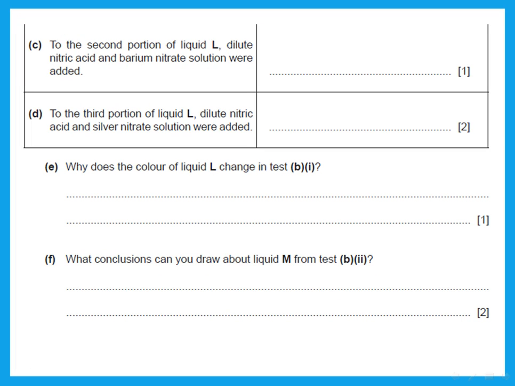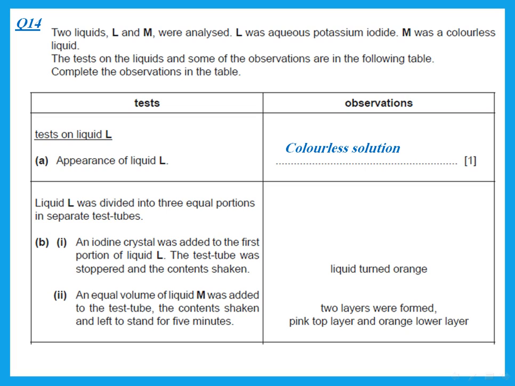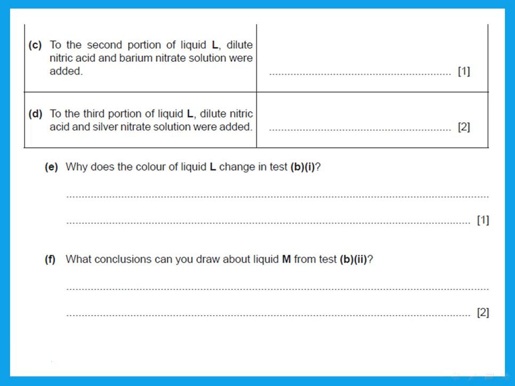So the second portion of liquid L, let's go back and see what liquid L was again. It was potassium iodide. He added dilute nitric acid and barium nitrate. Again, barium nitrate is a test for what? Test for sulfate. Do I have sulfate? No. Then that means I get no effect. I don't have sulfate. I have iodide.